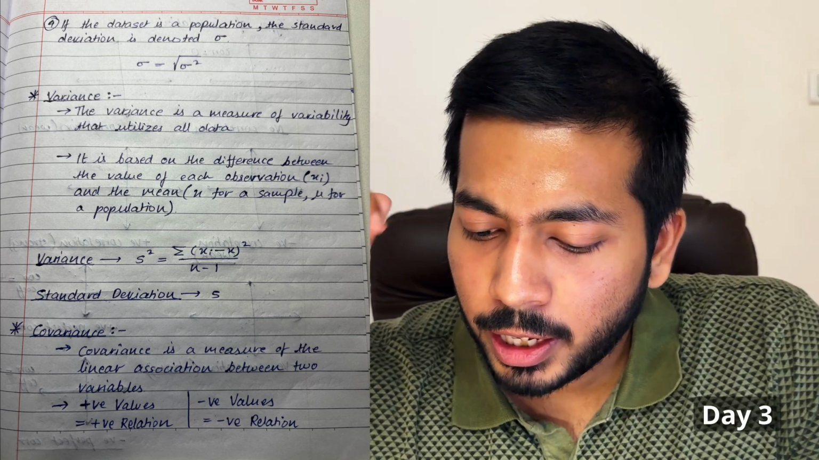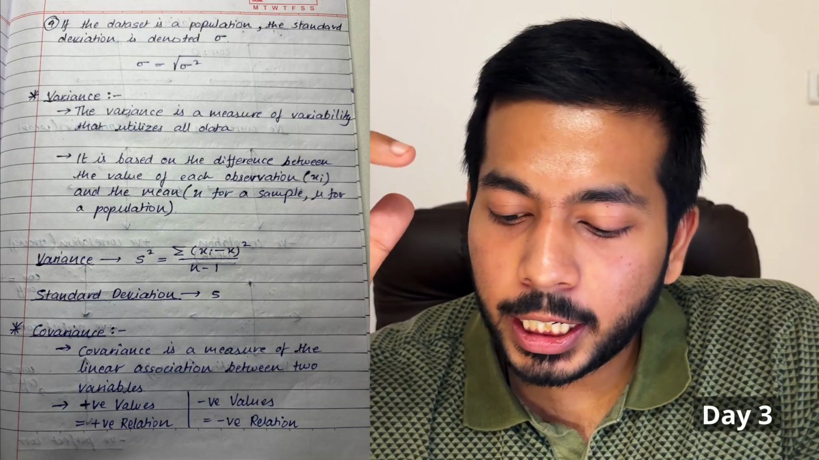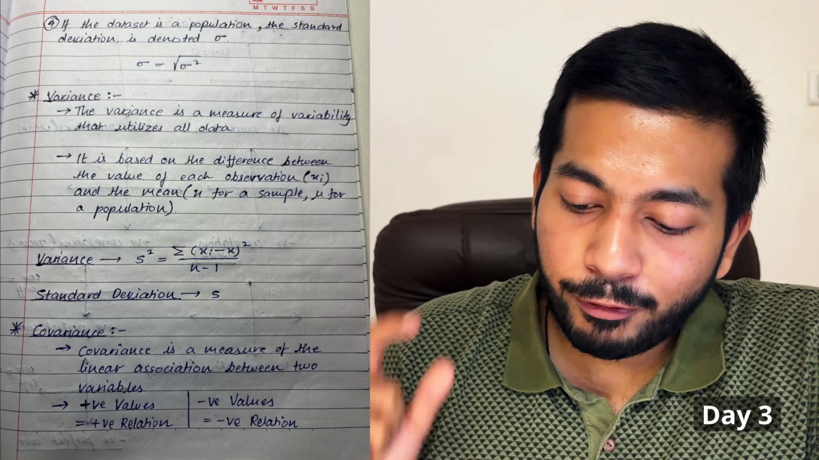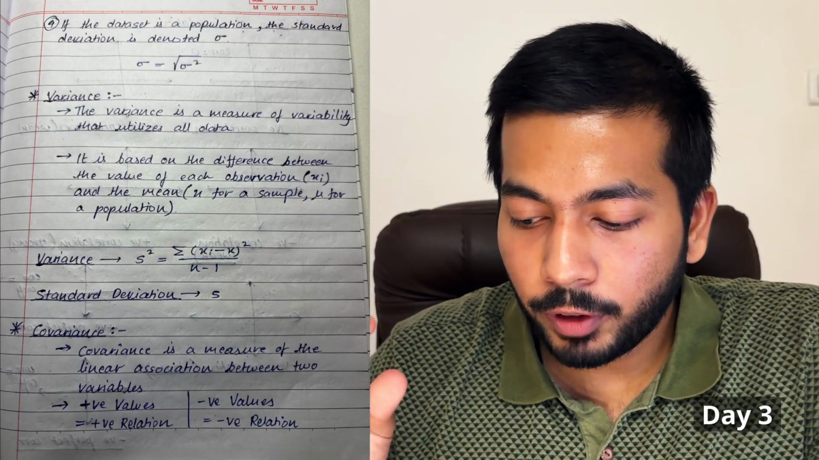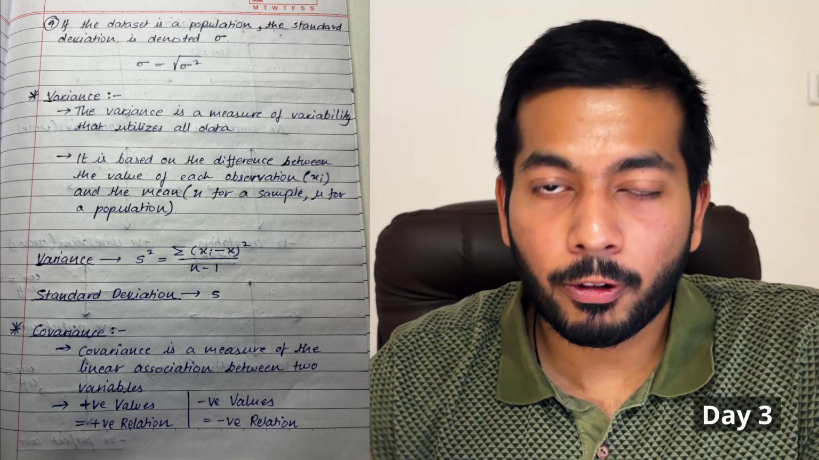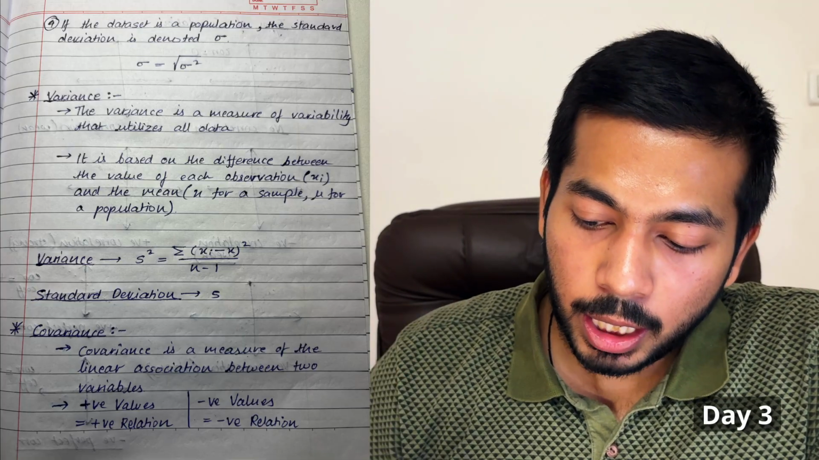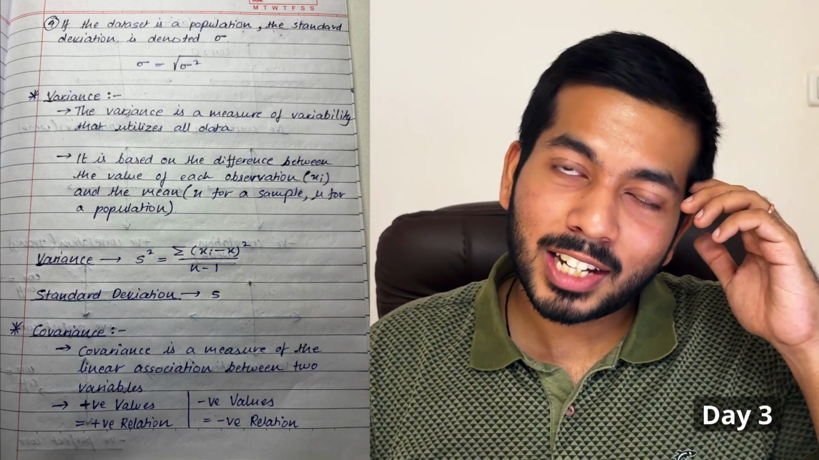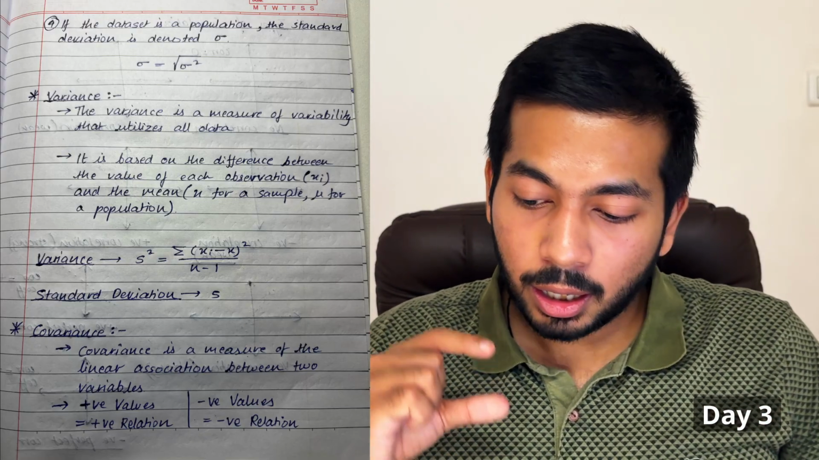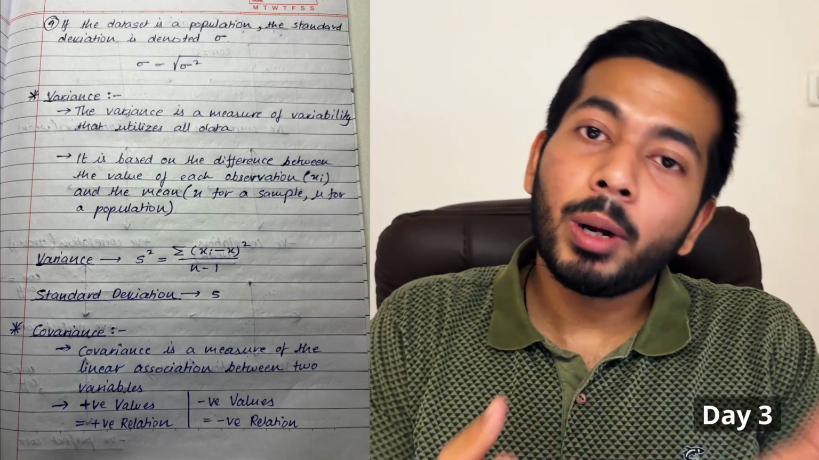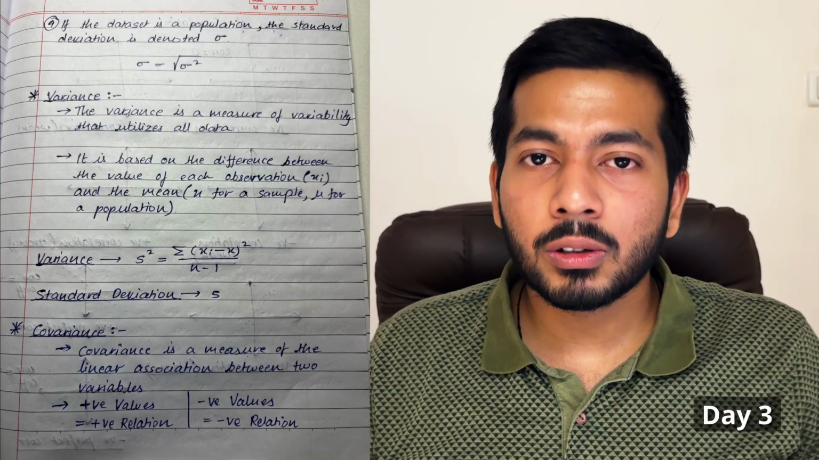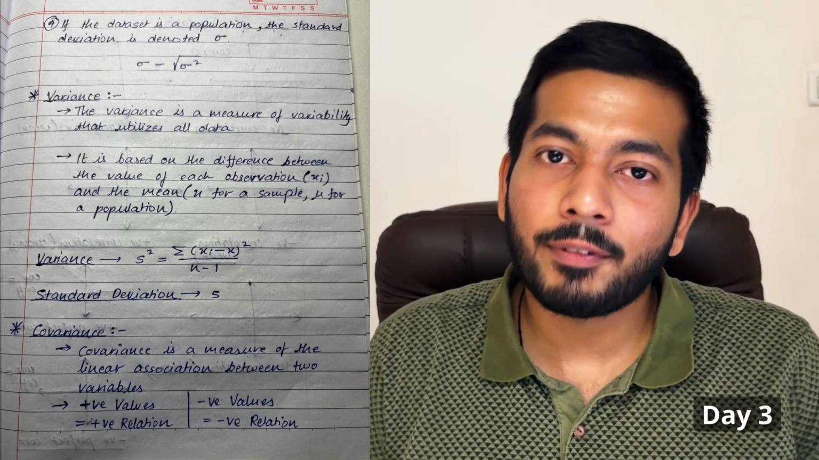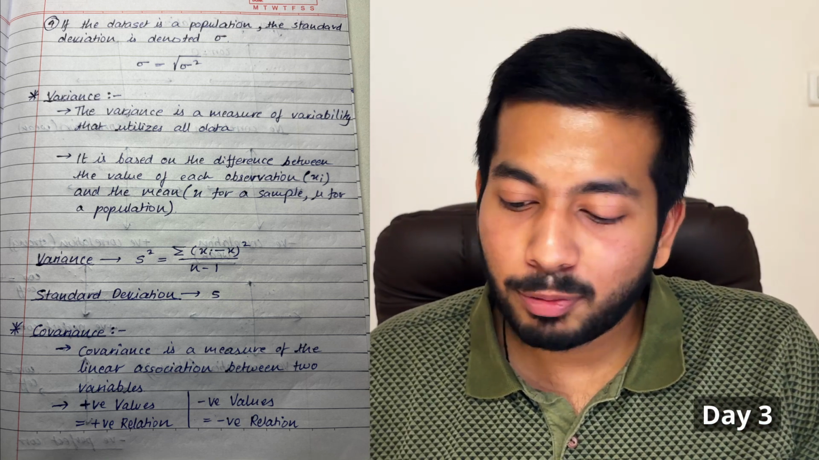Let's go to variance. The variance is a measure of variability that utilizes all data in the data set. It is based on the difference between the value of each observation, that is xi, where i goes from 1 to n, and the mean, that is x̄ for a sample and mu for a population. Again, this is something very interesting which I found. A lot of these concepts have different symbols for a normal data set and a population, which I think is because a lot of people use statistics for population-based problems, so they have completely different symbols for population.